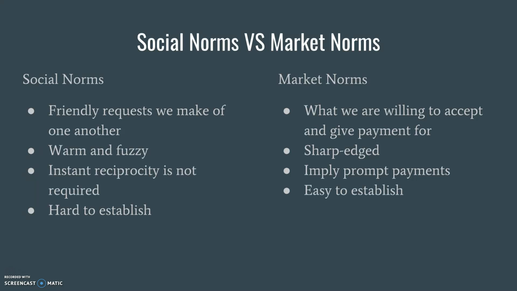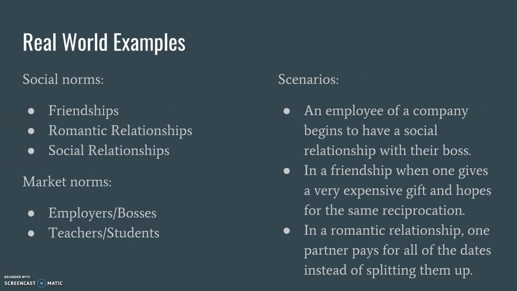Compared to social norms, market norms seem evil or mean, when in fact they are not. They do imply comparable benefits and prompt payments, which can seem harsh, but they also promote individualism and self-reliance. Market norms are easier to establish than social norms, and once you introduce market norms into a relationship that was once governed by social norms, it is almost impossible to reestablish those social norms. Unfortunately, there are some situations where social norms and market norms intertwine.